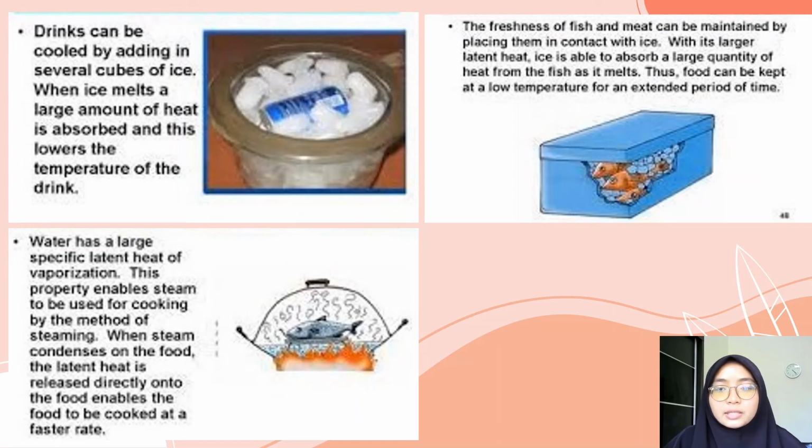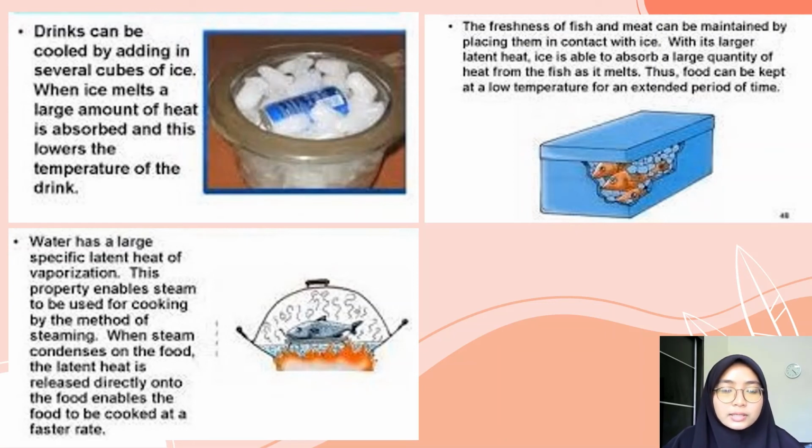The next application is, we usually see people who sell fish or meat at the supermarket. They usually put lots of ice on the fish and the meat. So why do they do that? This is because the freshness of fish and meat can be maintained by placing them in contact with ice. With its large latent heat, ice is able to absorb a large quantity of heat from the fish as it melts. Thus, food can be kept at a low temperature for an extended period of time.